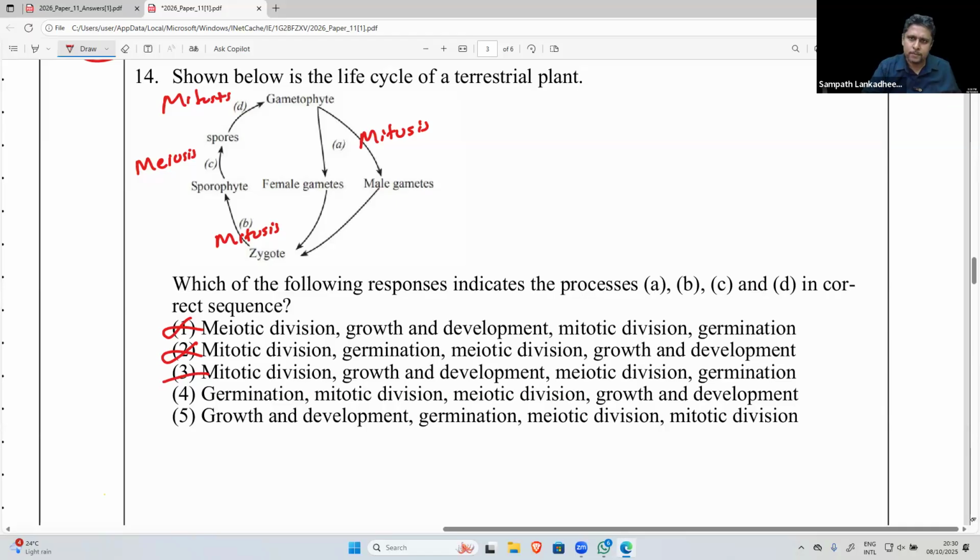Germination, sporophyte, gametophyte, germination, no, wrong. Growth and development, germination, no, neither. So we have the answer, the third one.